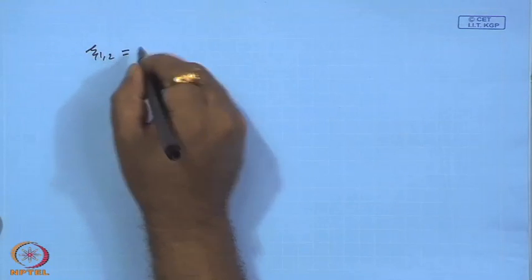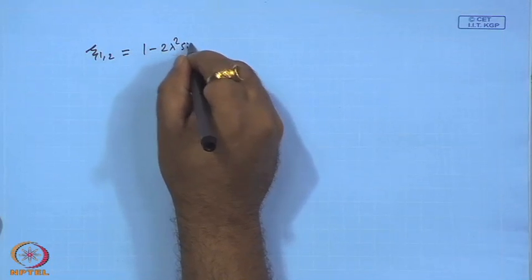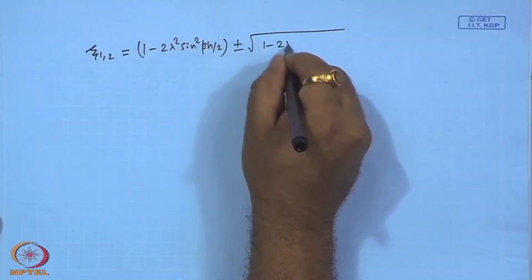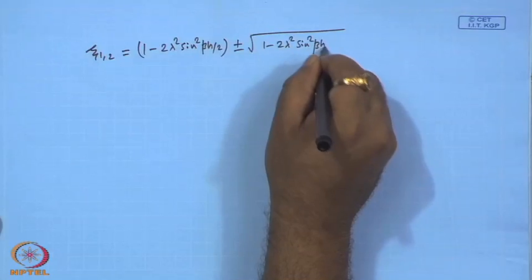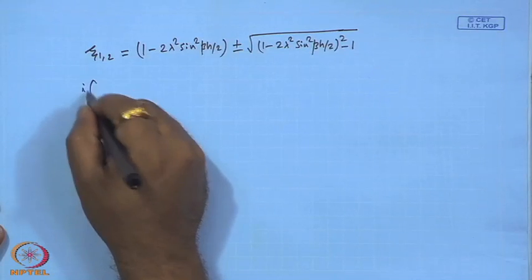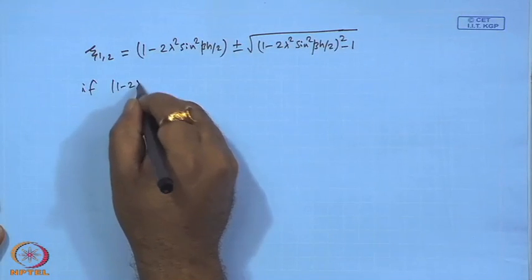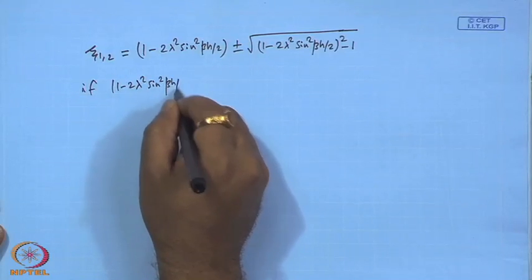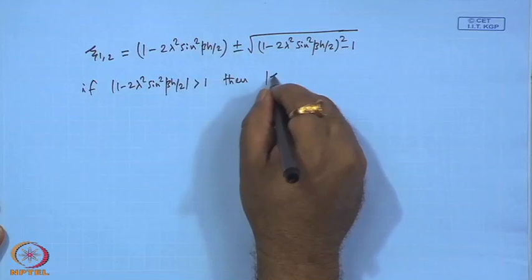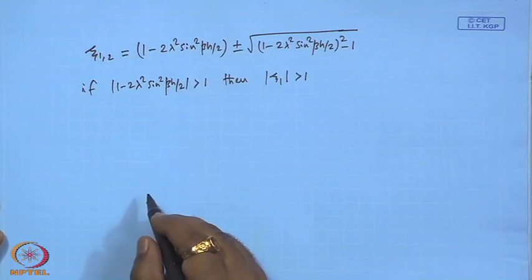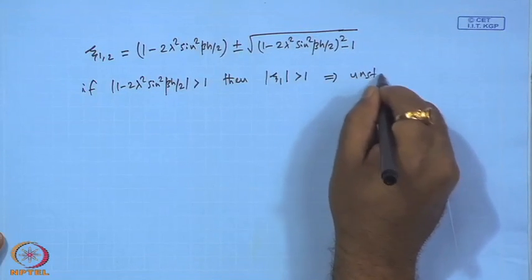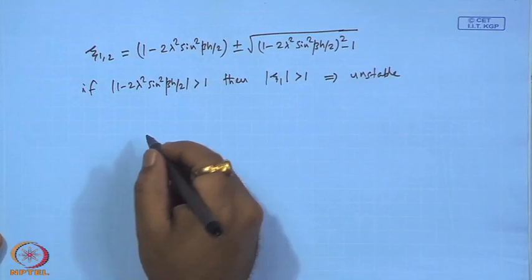So, zeta 1, 2 are given by, okay. So, now if mod 1 minus 2 lambda square, if this is greater than 1, then zeta is greater than 1. Okay. So, this implies unstable. Okay.